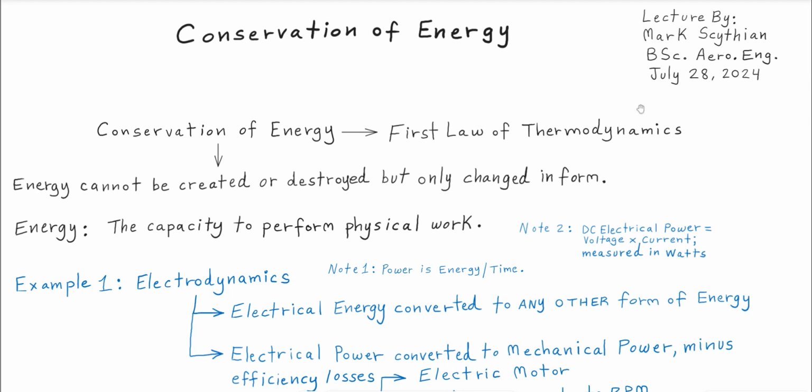The date today is July 28, 2024, and the title of this video is Conservation of Energy. So this is a concept consistent with the first law of thermodynamics, which simply states that energy cannot be created or destroyed, but only changed in form. So what that means is that we have to first define what energy is. Energy is the capacity to perform physical work.